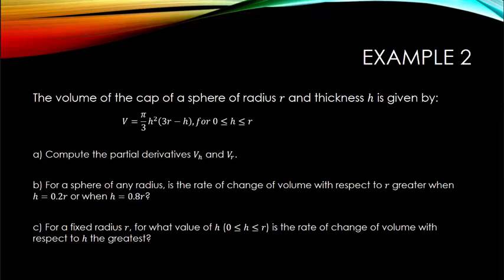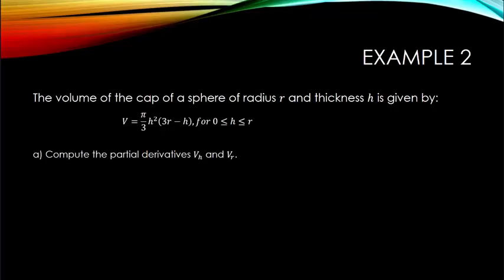And finally, for a fixed radius of r, what value of h, provided that 0 is less than or equal to h, which is less than or equal to r, is the rate of change of volume with respect to h the greatest? So in the first case, I'm going to compute the partial derivatives Vh and Vr.